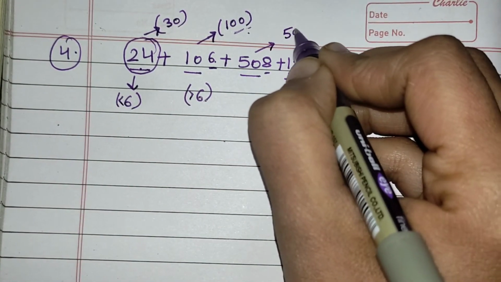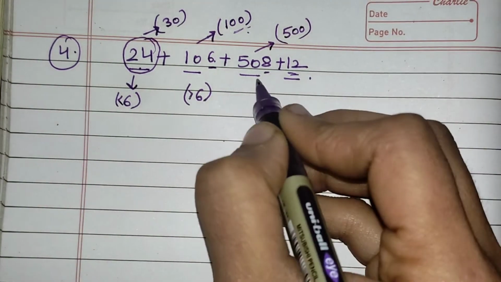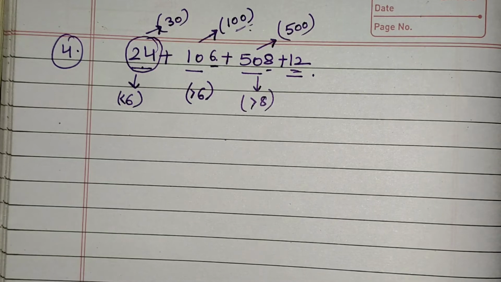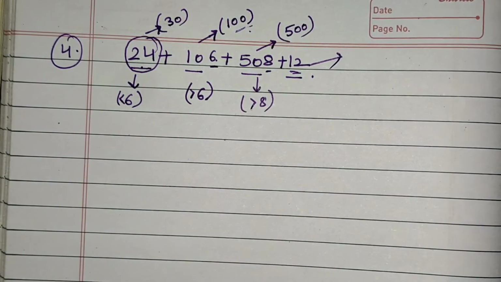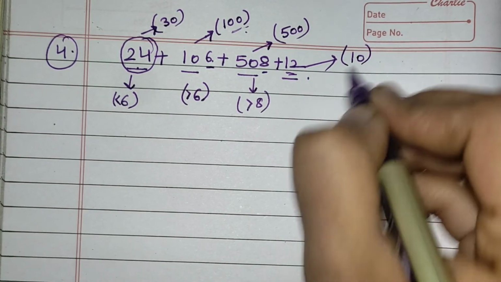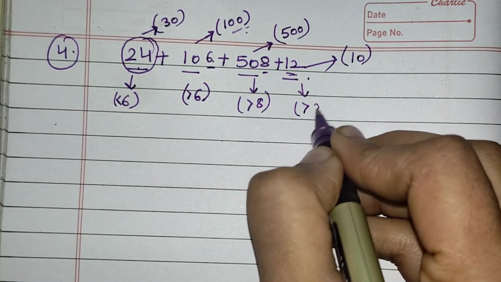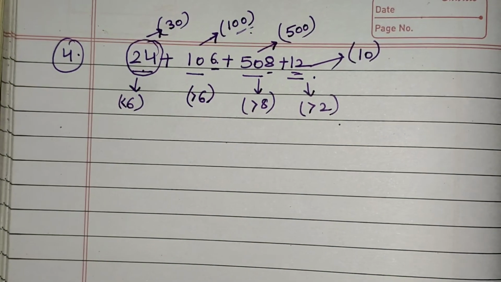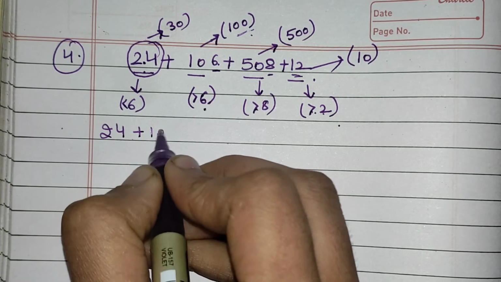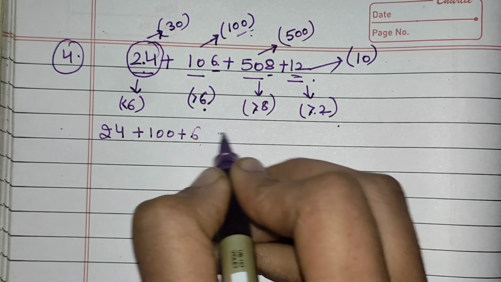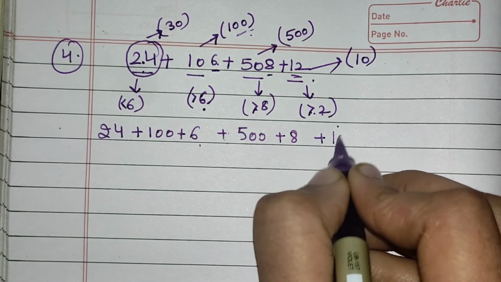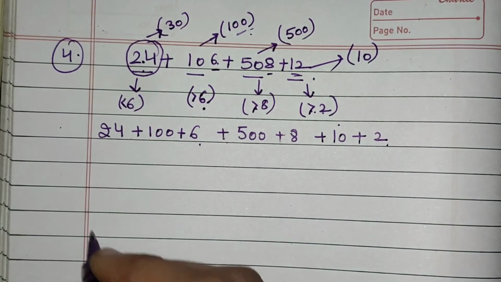This 508 is nearer to 500 and it is greater by 8, right? Next, this 12 is nearer to a multiple of 10 and it is also greater than 10 by 2. Okay, so break down your values: 100 plus 6 plus 500 plus 8 plus 10 plus 2.